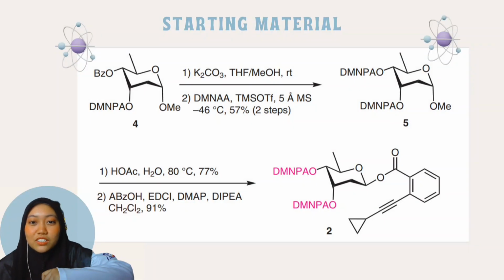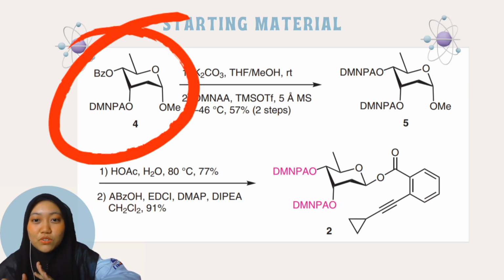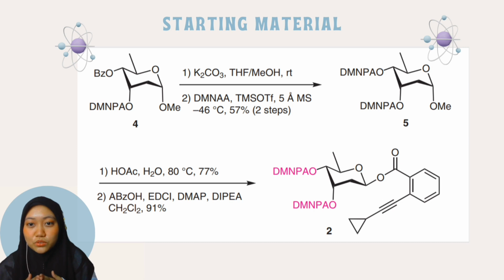So next, let's take a look at the synthesis of the digoxin compound in the laboratory. The synthesis started using compound 4 as the starting material, which is digitoxosyl orthoalkynyl benzoate. Donor 2 was prepared to start the synthetic research by removing the benzoyl group and then acylating with 2,2-dimethyl-2-orthonitrophenylacetic anhydride, DMNPAA, under the influence of trimethylsilyl trifluoromethanesulfonate as catalyst to produce compound 5. So the second DMNPA group was introduced on compound 4.